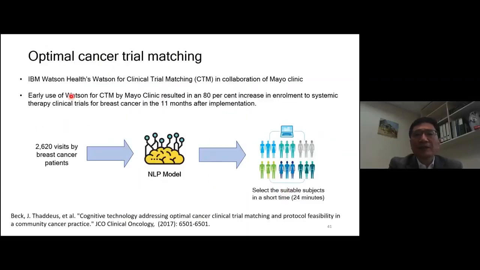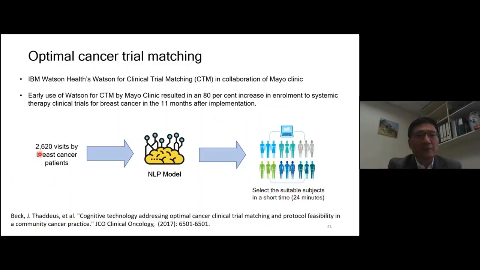And for this, IBM Watson Health is Watson for clinical trial matching. So in cooperation, of course, with those clinicians, they can use this AI to result in an 80% increase in enrollment in systemic therapy clinical trials, for example, for breast cancers in 11 months after implementation.